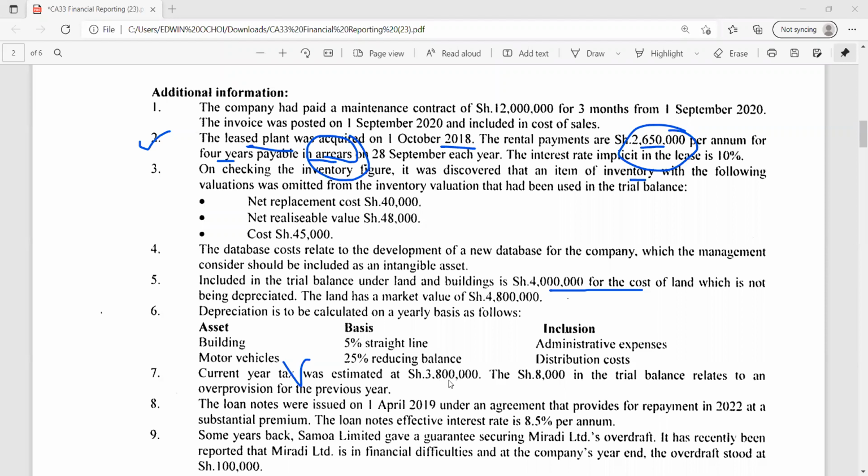Not the 3,000, because they said, remember here, this 8,000 in the trial balance. So which means that in the trial balance, this amount would be 8 million. Remember that our question is in terms of millions. So it's just checking.